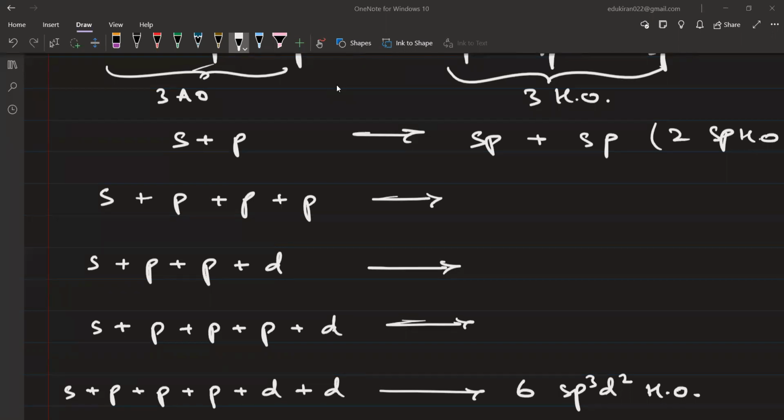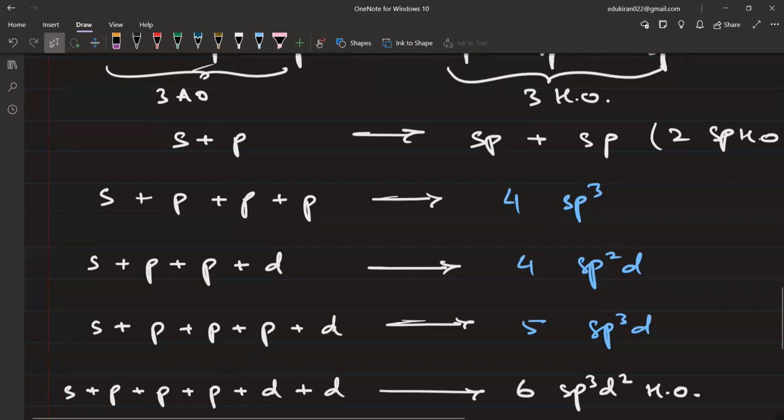Okay, Iram. 4. Yeah, 5. Yeah, correct. Very good. Okay, so here we have 4. So it will be 4. The name of the hybrid orbital will be sp3. And here we have again 4. The name will be sp2d. And here we have 5. This will be sp3d. Write this down. Then we'll write some characteristics of hybrid orbitals.